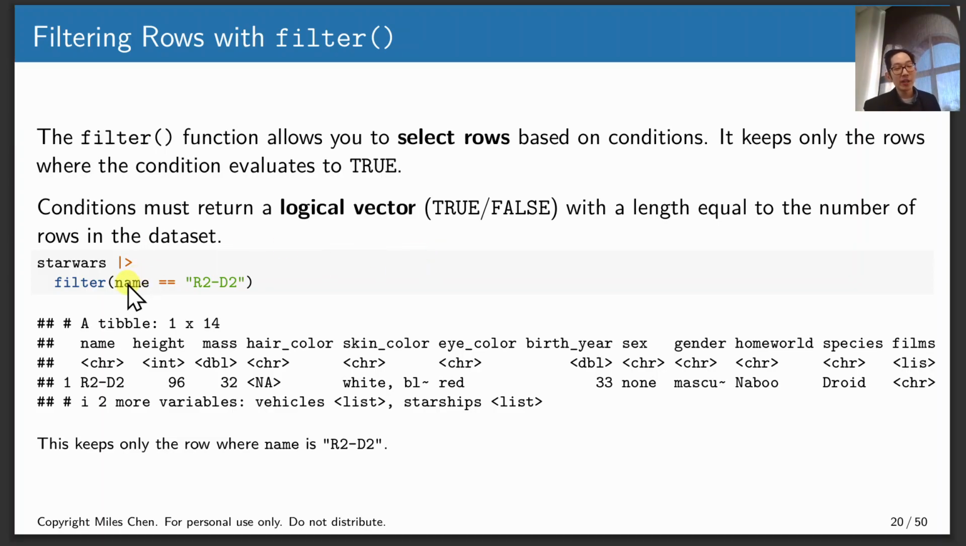So you can say filter name equals R2D2, and so it's going to, through the column name, take that vector of 87 values, produce a logical vector, whether the name is equal to R2D2 or not, and so you get 1 true for that row, and then false for everything else, and then this is what you get. But you could also provide it a separate logical vector from some other kind of calculation, and as long as it has the same length as the number of rows in the data frame, it can be used there.